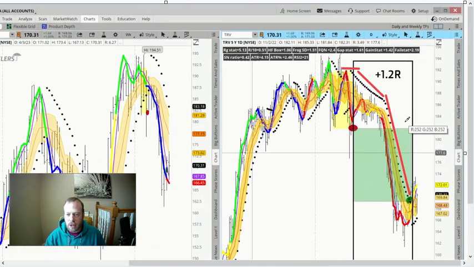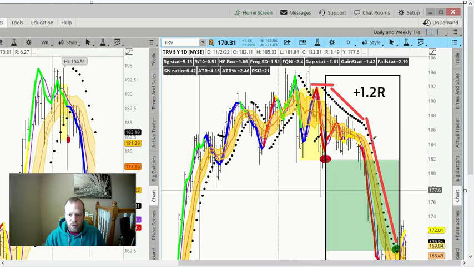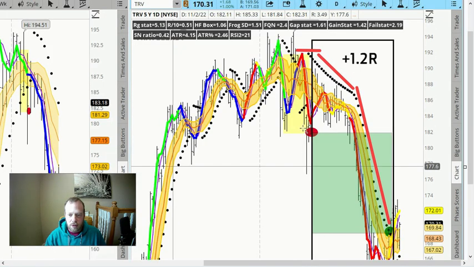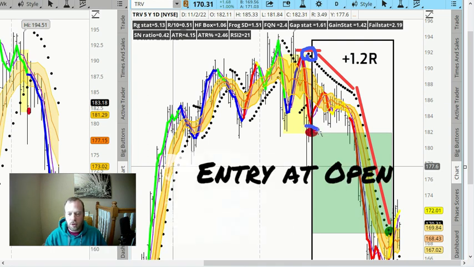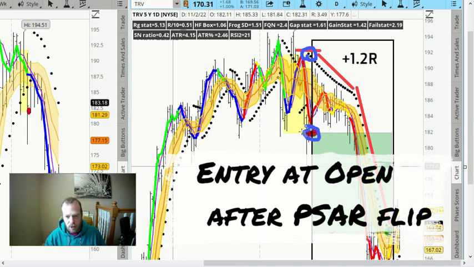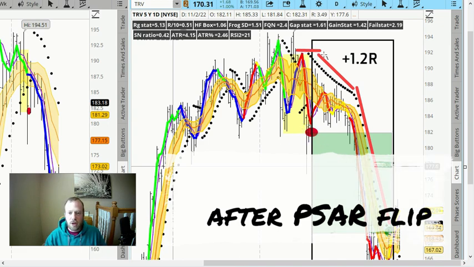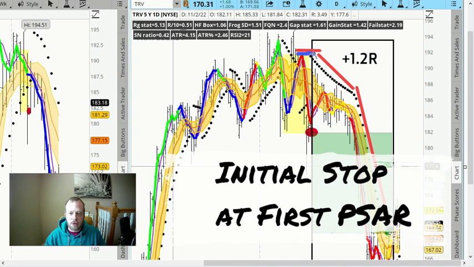So on the daily, what we had was this PSAR flip at the end of this right here, right? So we had this down day that then produced a PSAR flip here, so that our bias was now short. So this was just an end of day trade. I basically just waited till the close, saw that the PSAR print had flipped, and then took a short position at the open of the next day. And I used that initial PSAR flip up here as a stop.